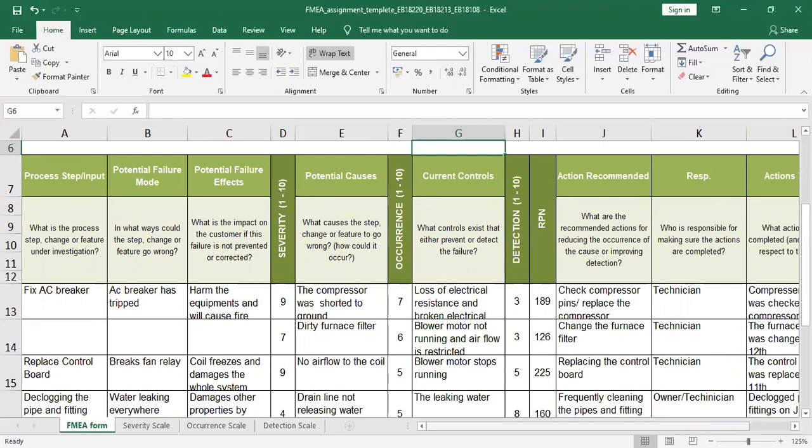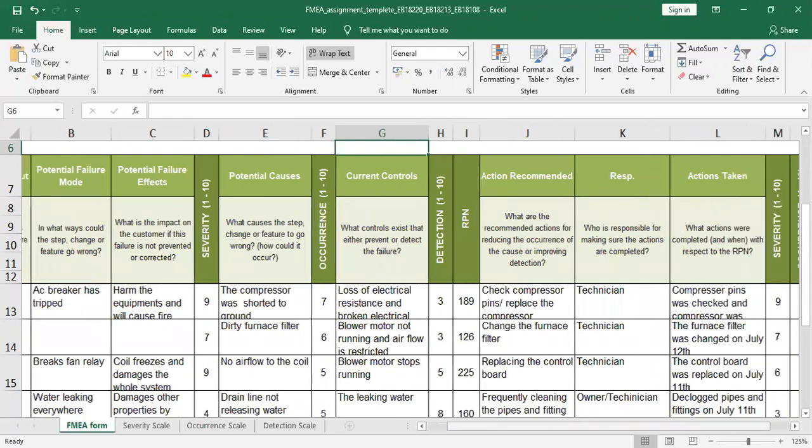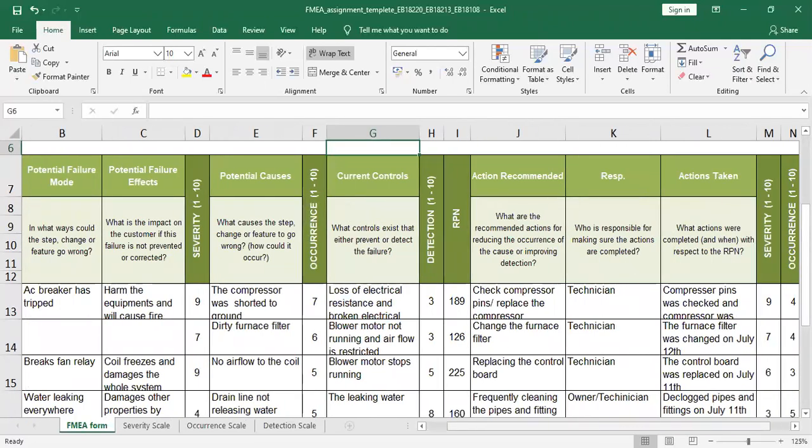The second potential cause for the AC breaker tripping is a dirty furnace filter. For that, we chose severity 7 and occurrence number 6. The current controls to detect the failure are that the blower motor is not running and airflow is restricted. Detection is number 3 and the total RPN is 126.